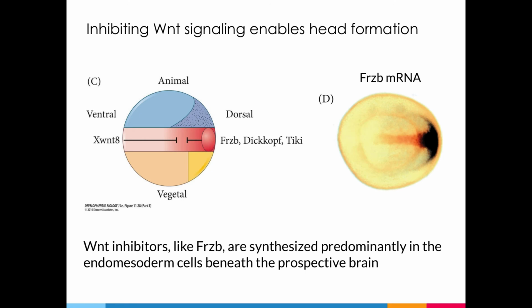Besides Cerberus, there are other Wnt inhibitors that are synthesized predominantly in the endomesoderm cells beneath the prospective brain. If embryos overexpress these inhibitors, Wnt signaling is blocked throughout the embryo and the embryo becomes all head, lacking all posterior and ventral structures.